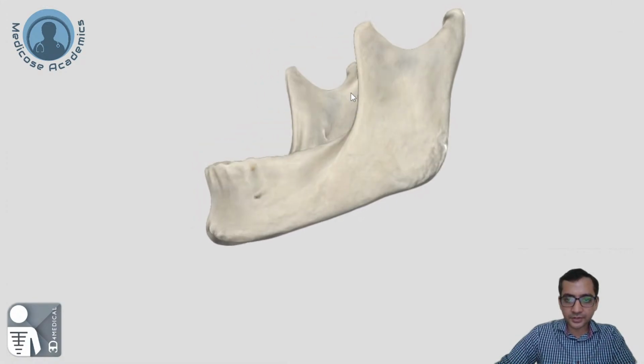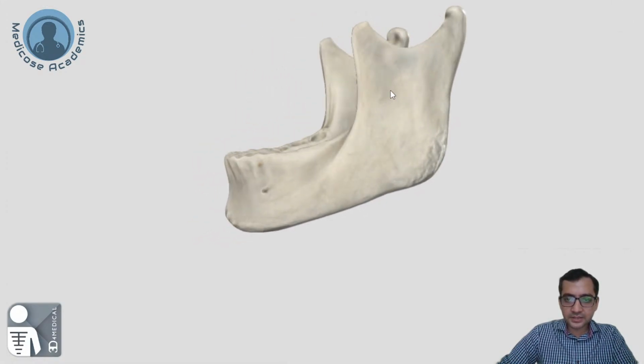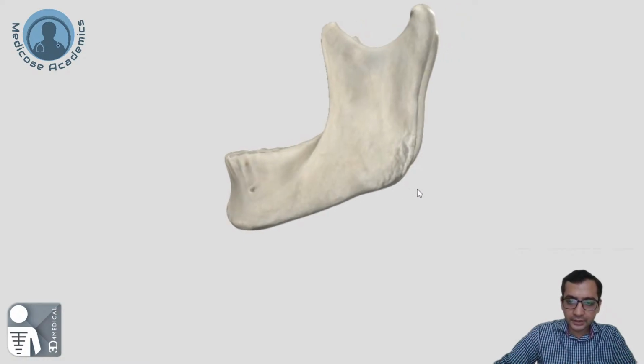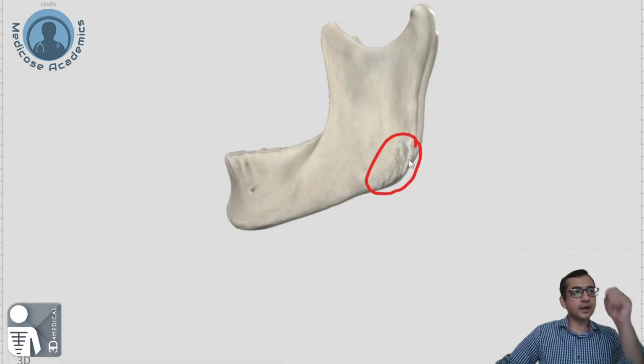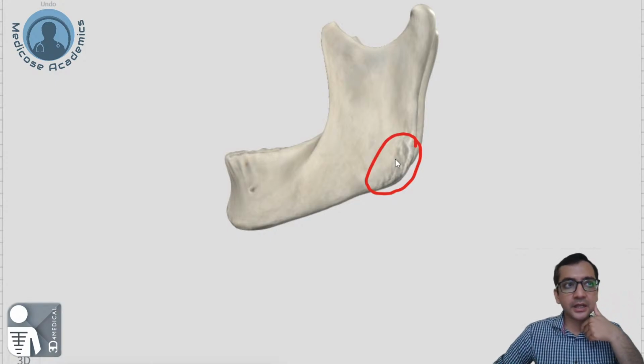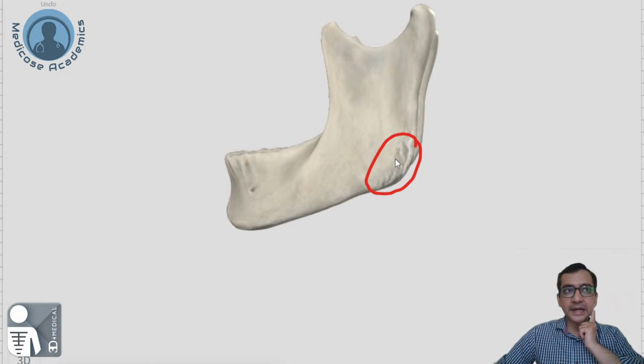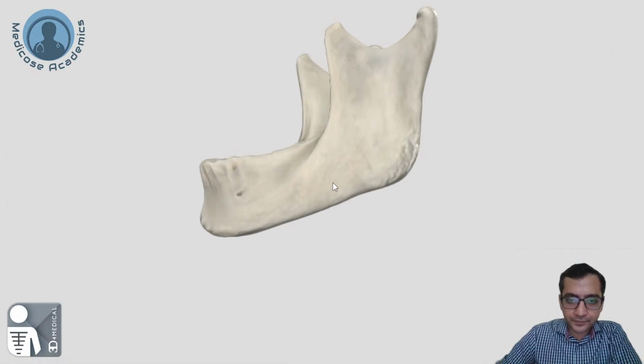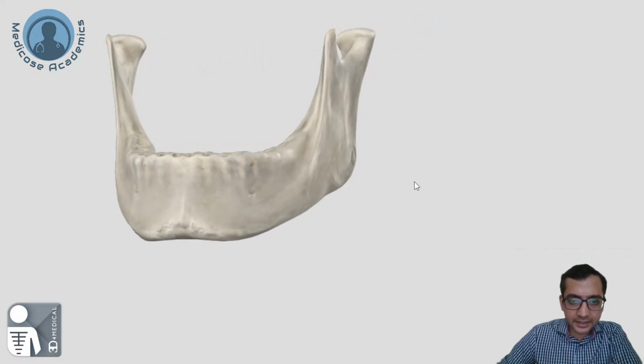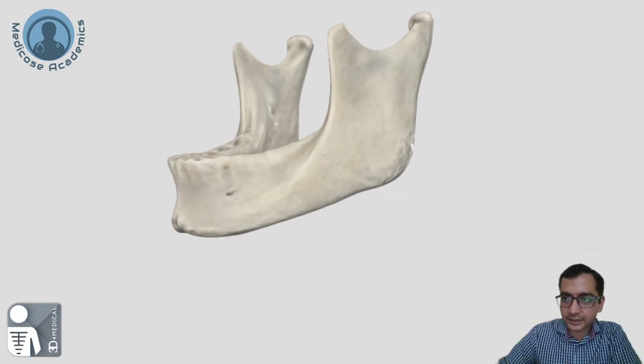Let's look at the other features. If we see the external surface, it is roughly smooth. Here, this part near the angle is rough. This part gets the attachments of the masseter muscle. I'm not talking about the attachments in detail here. If you just place your finger here and clench your teeth, you can feel the muscle here, the masseter, that helps in chewing. It is attached here, which gives the grooved area here.